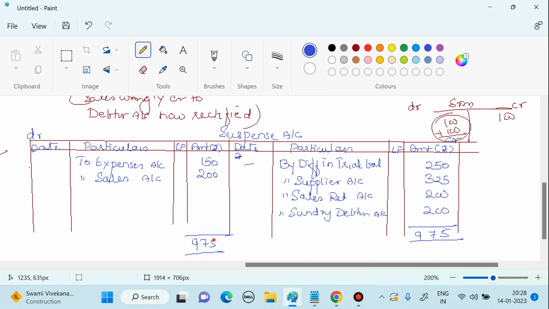975. It's not tallying. So the difference is 625. So we'll write to balance carry down. So still we have to go around tracing the errors and pass a rectification entry. Still this suspense account balance is not nullified. Got it? Clear everybody? Yes, ma'am.